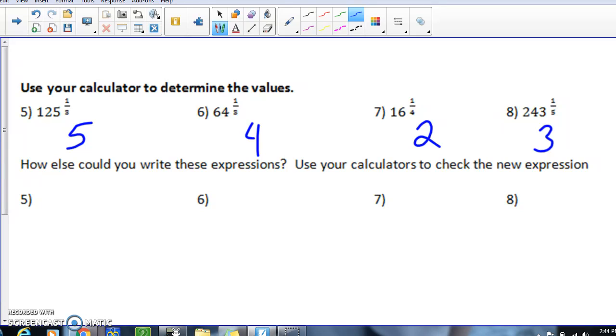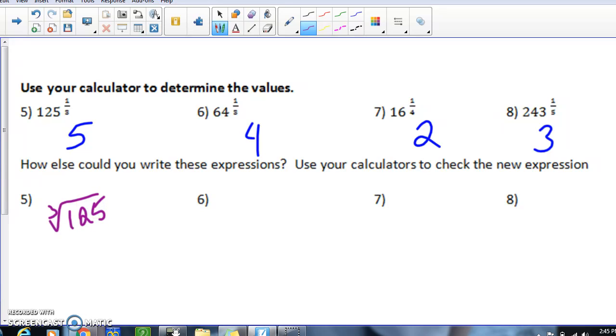Now, you may not be as familiar with some of these for that connection of how else we could write these expressions, but if you reference that blue half sheet we've been dealing with, you would see the connection here. 125 to the 1/3 is 5, but also the third root of 125 happens to also be 5.